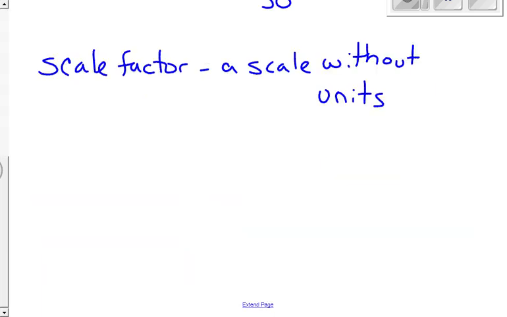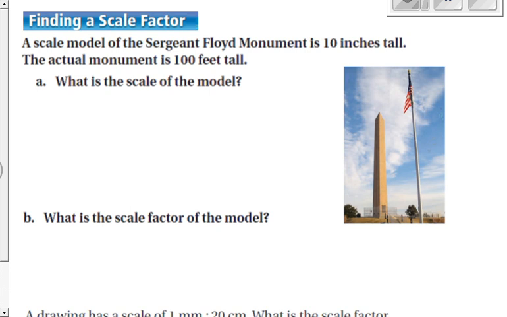So the next definition that you need to know is scale factor. Scale factor is simply a scale without units. The next example says a scale model of the Sergeant Floyd Monument is 10 inches tall. The actual monument is 100 feet tall. What is the scale of the model?